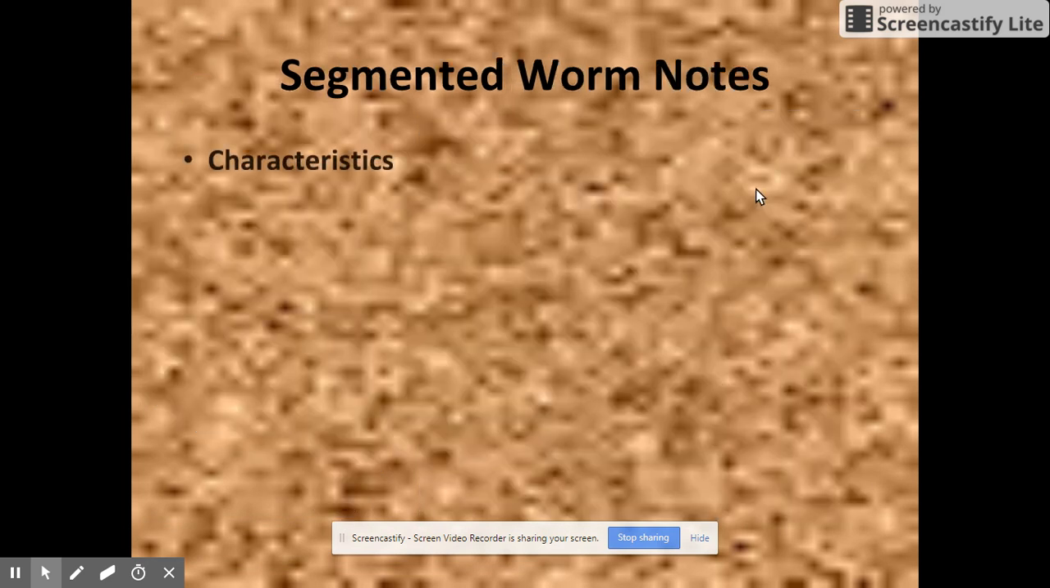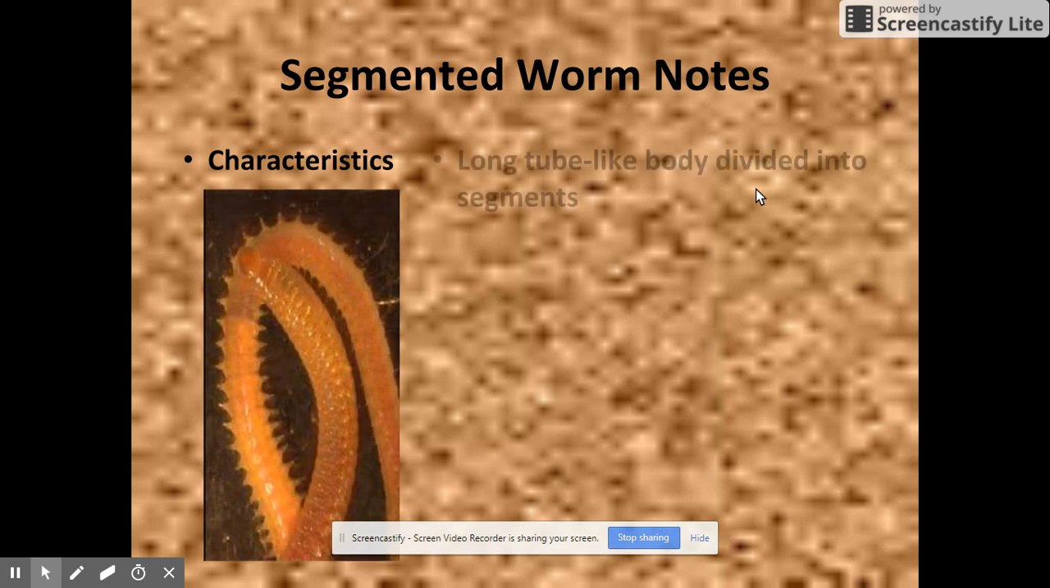So here's some notes on there. This is what you'll need to know for each one of them. Here's the characteristics. Okay, long tube-like body divided into segments. These segments are why they're called segmented worms. You can see them from this picture here. Different little sections there. Okay, those are the segments.